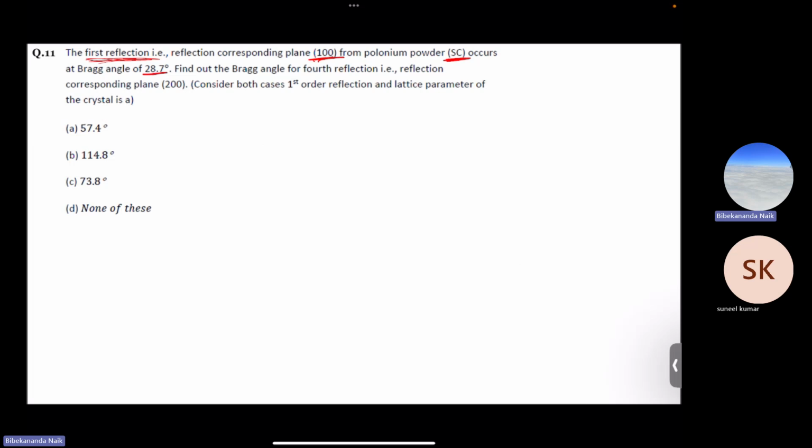Find out the Bragg's angle for the fourth reflection, that is, the reflection corresponding to plane 200. Consider both cases as first order reflection, and the lattice parameter is A. So here n is equal to 1 for both, and the lattice parameter is A for both. Here we need to find out the Bragg's angle where this is 100 and this is 200.